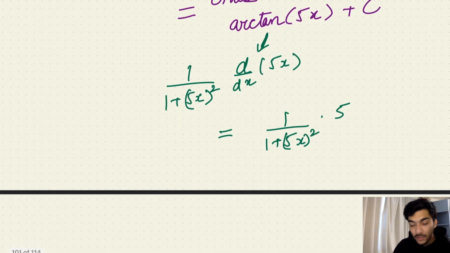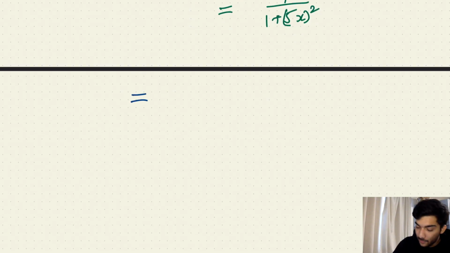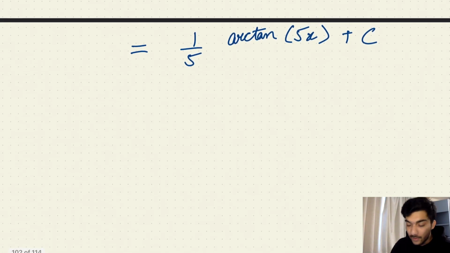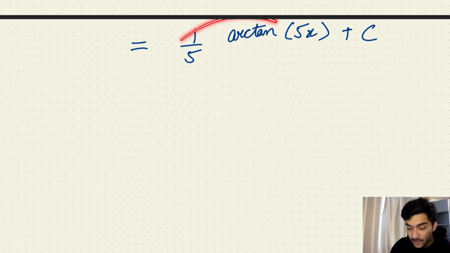So now let's start with the next guess. The next guess would be 1 by 5 arctan 5x plus c, right? And don't forget the constant of integration because it will always be there since it's an indefinite integral. Let's differentiate this expression and see if we can get our original expression.